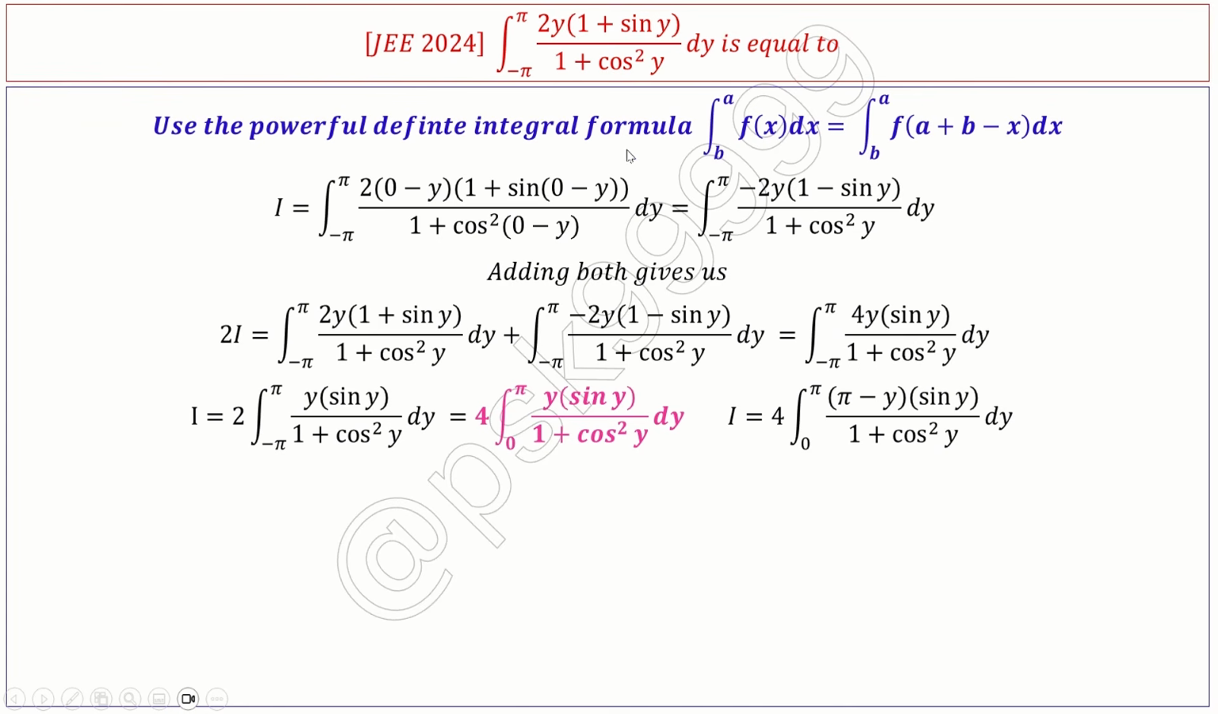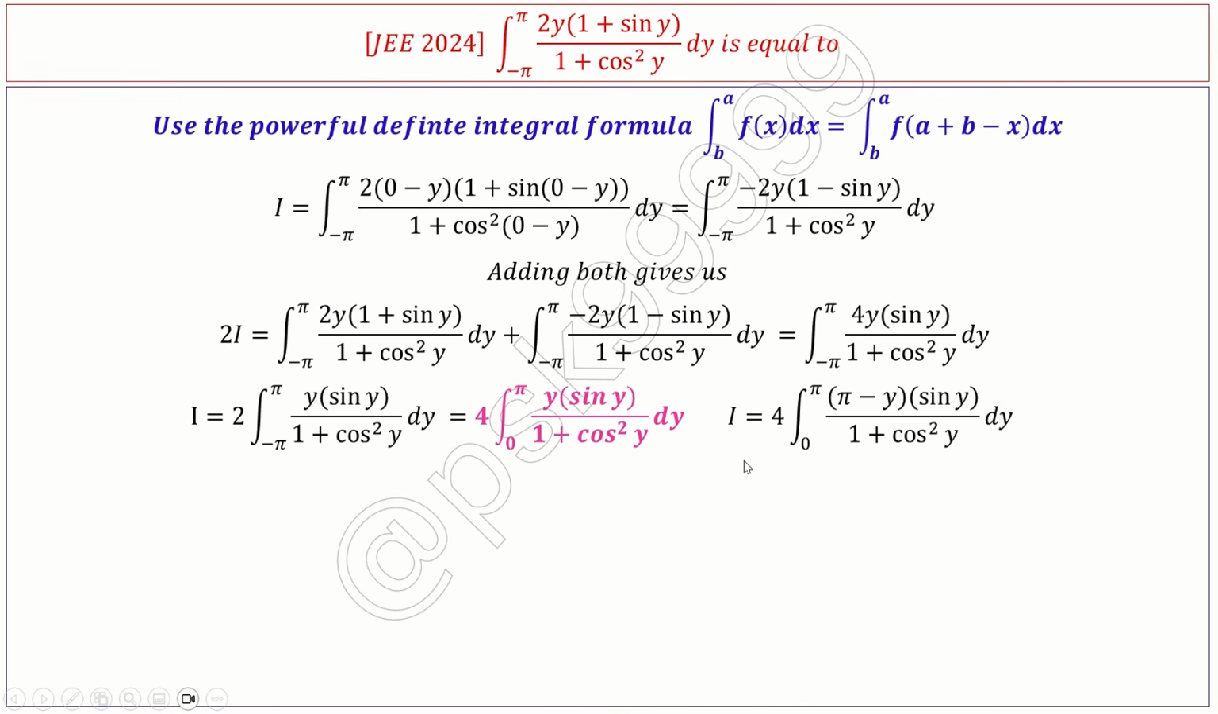Why I could not apply this before? Before, if I substitute y equal to minus y, this is neither an even function nor an odd function. I cannot say that this is 2 times of 0 to pi. I cannot say this here. So that's why I didn't apply it there. I'm applying it here. So this will become, instead of 2 times, 4 times. Limits will change. Instead of minus pi to pi, it will become 0 to pi. Y of sin y divided by 1 plus cos²y dy.